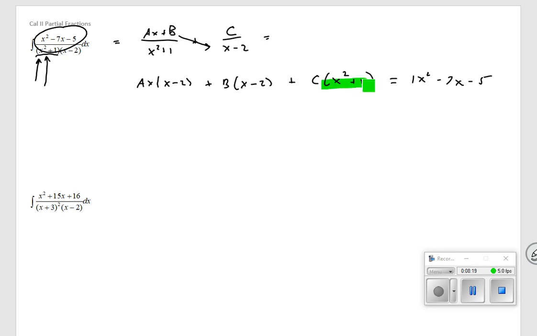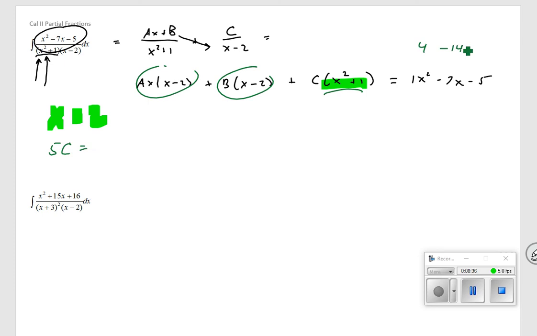Can't make that 0. But if I let x be 2, then those are both zeros, and I have 5c. If x is 2, that says 4 minus 14, which is negative 10, minus 5, which is negative 15. And that gives me that c is negative 3.